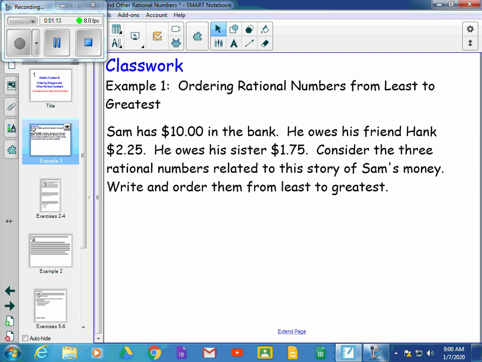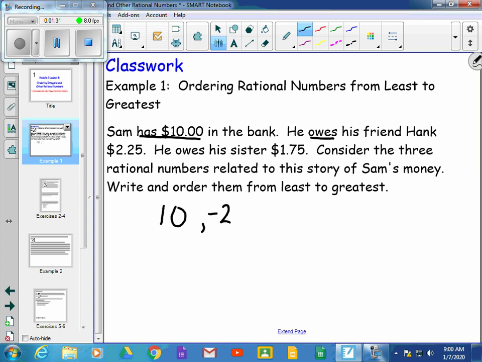So first of all, we have to decide what the three rational numbers are in the story. If he has $10, that's going to be a positive 10. He has that in the bank. Now, to owe $2.25 means it's going to be negative. So negative 2.25 is our second rational number. And he also owes his sister $1.75. So that's also going to be a negative 1.75.